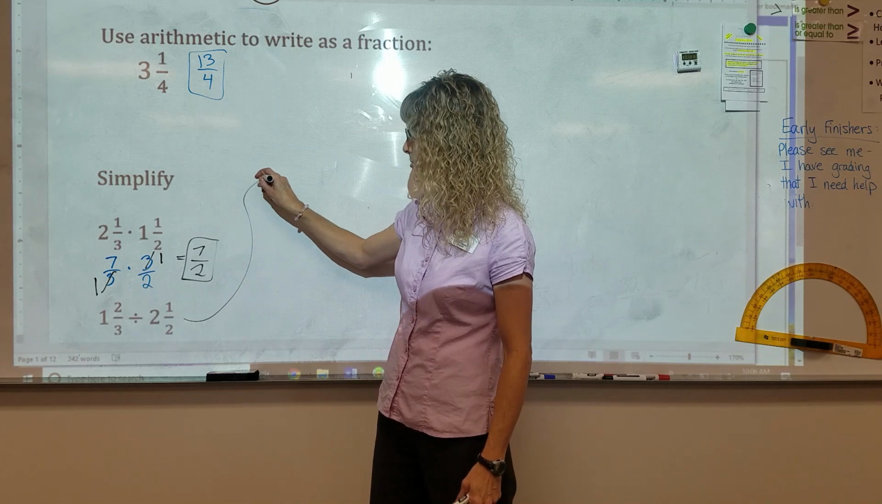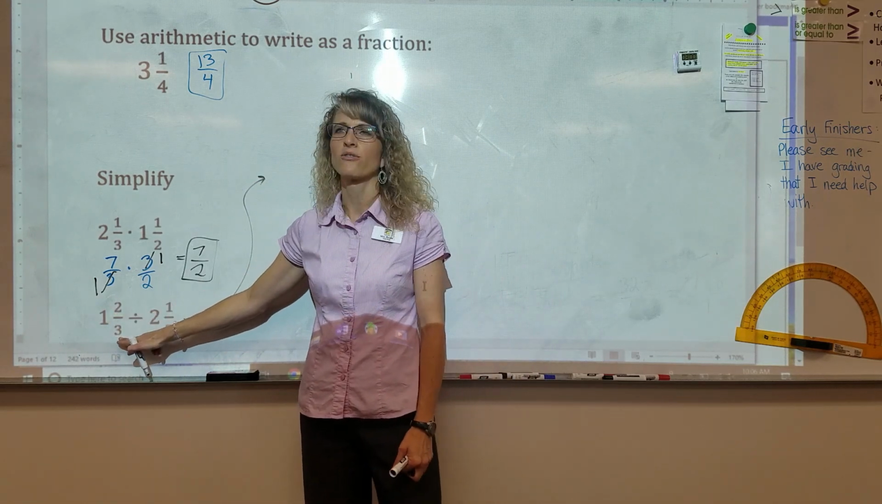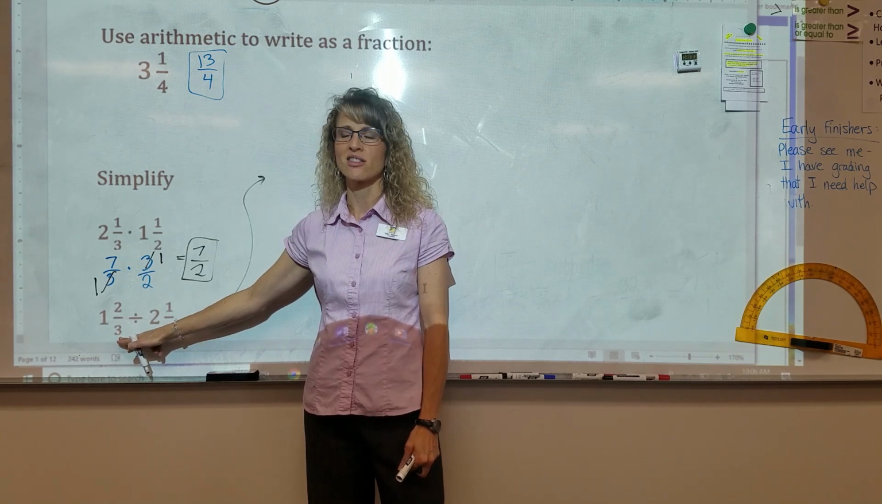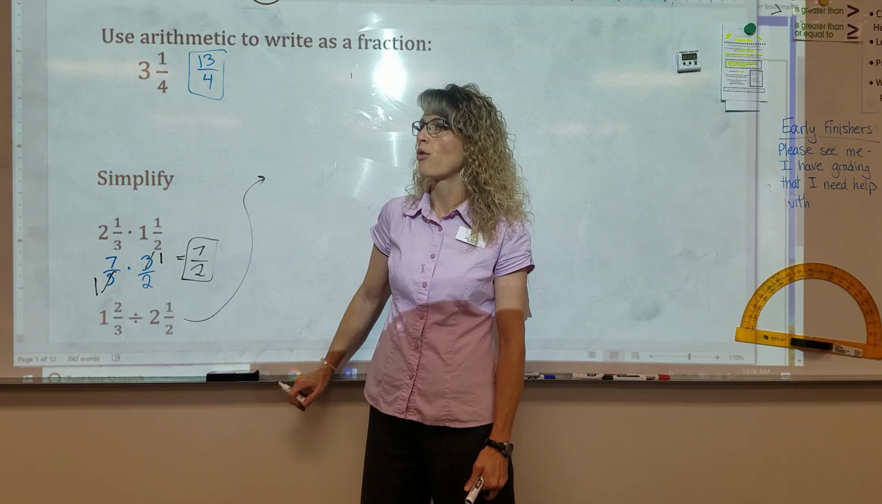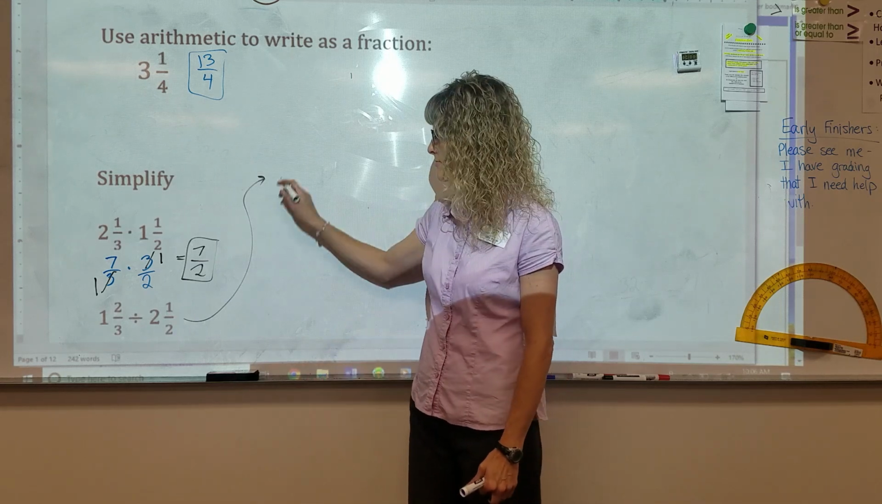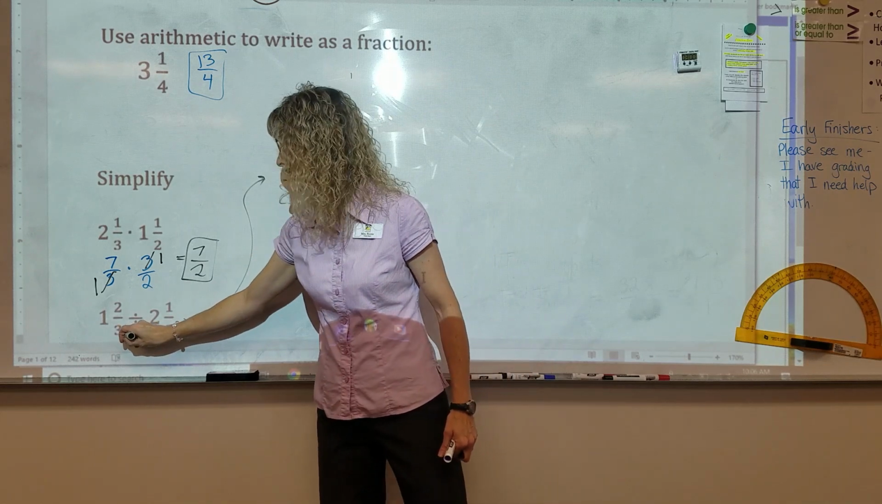I'm going to work right up here. Let's convert the 1 2/3 to an improper. I'm going to call on someone. What would my improper be? Oh, 5 thirds.